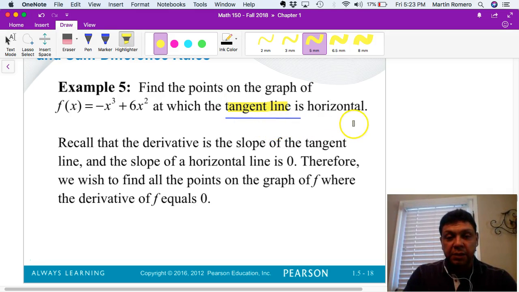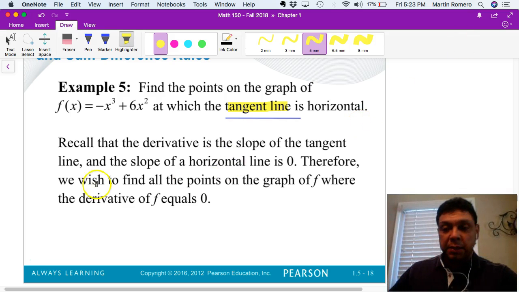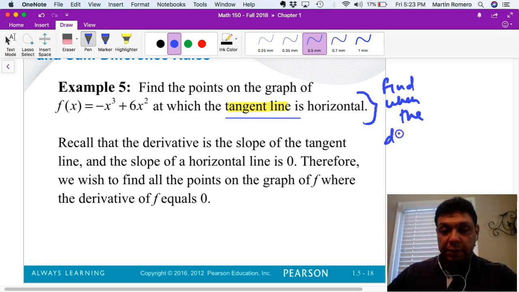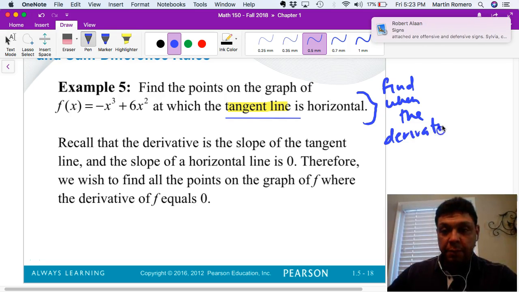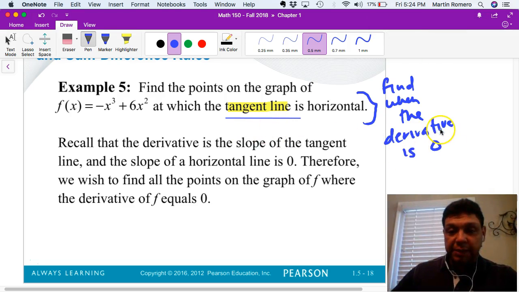If the tangent line is horizontal, then what this is really asking is: find when the derivative is 0. That's what it's really saying here. Find when the derivative is 0. And so this question is really asking that.